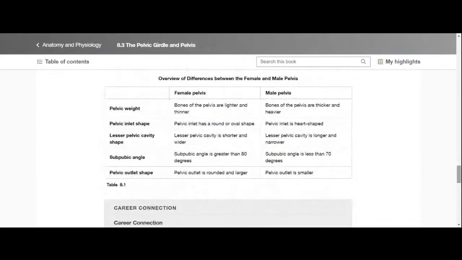These differences allow for the female to have childbirth, as during the 3rd trimester, hormones contribute to the lengthening of tendons and ligaments to allow for the female pelvis to actually separate and allow for the birth canal.